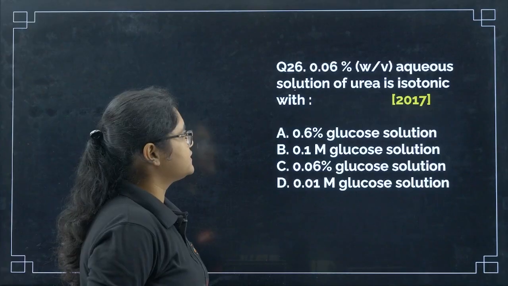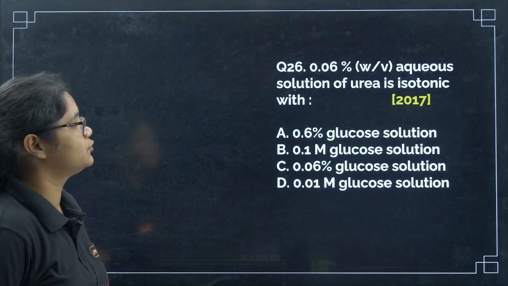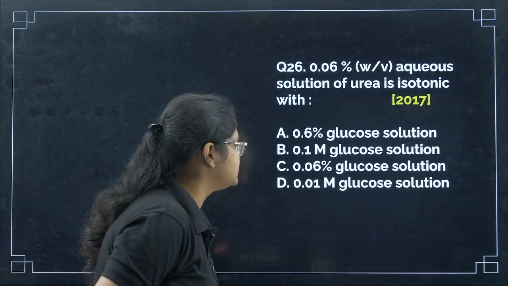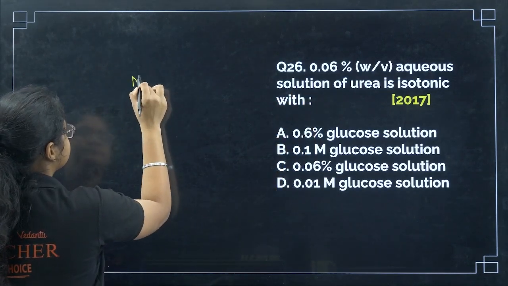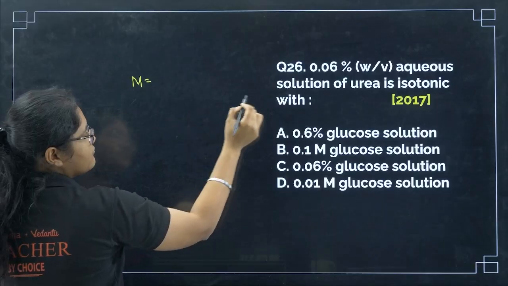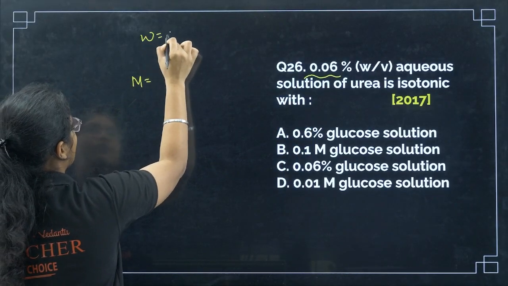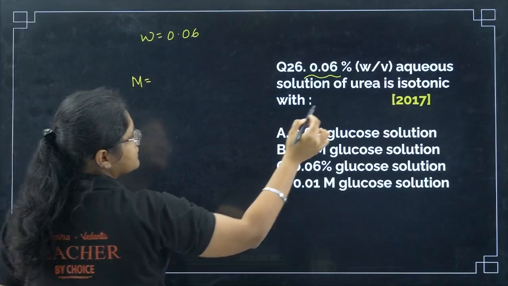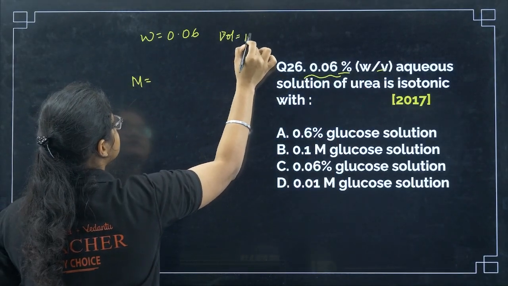Next, 0.06% W by V aqueous solution of urea is isotonic with. So we can see first of all what is the molarity here. See, what is molarity? Number of moles. What is the mass of the aqueous solution of urea? W is 0.06. What is the volume of the solution? 100. Volume of the solution is 100.